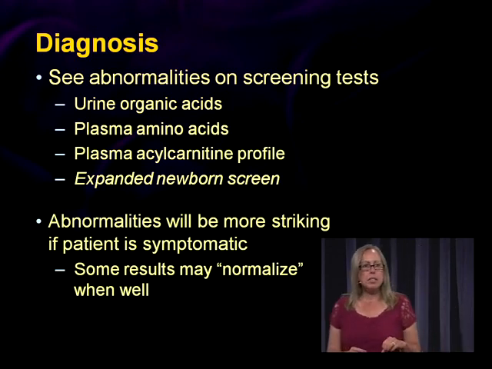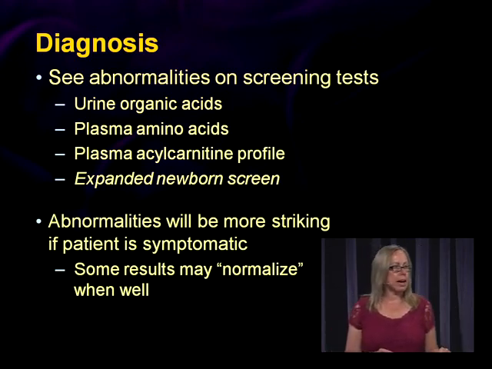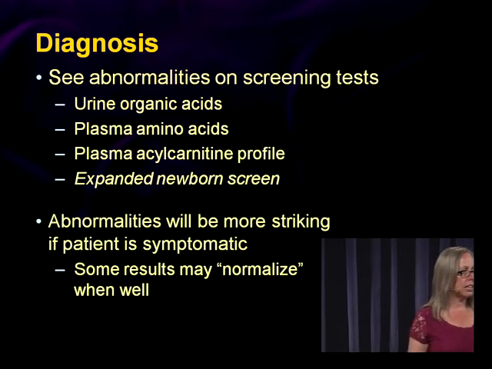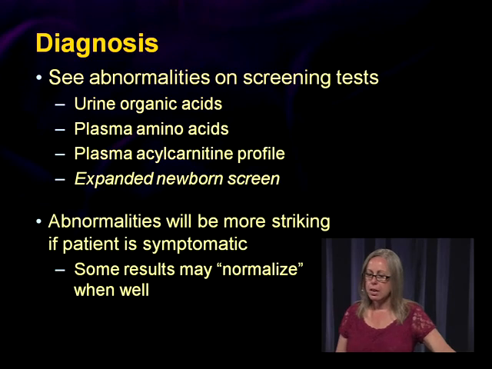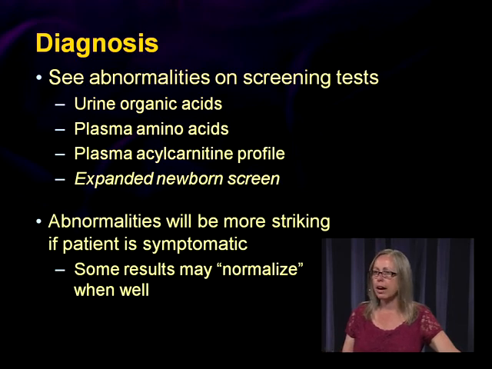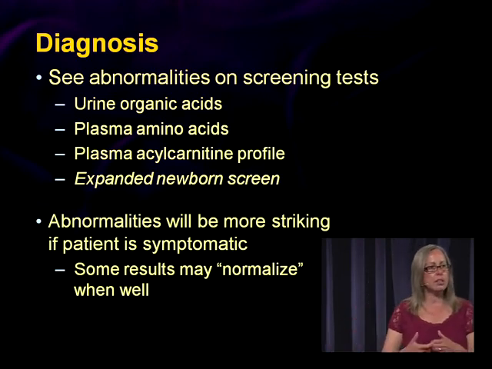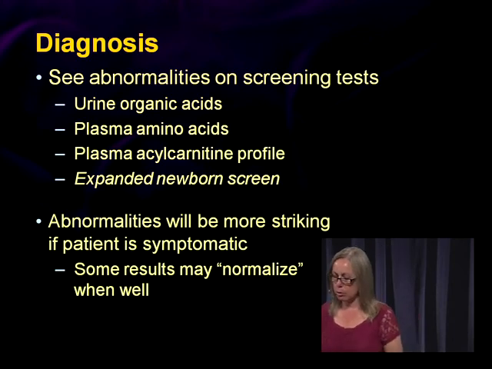The abnormalities will be more striking if the patient is symptomatic. So if you have an ill child, you're going to start skewing those compounds even more. And some of the diseases you will actually normalize during periods of normalcy. So you may draw labs in clinic and it looks perfectly normal. We'll send people home with a prescription that the next time you go to the emergency room for a fever, have them draw these labs, hoping that we can see the body unmask its metabolic problem.